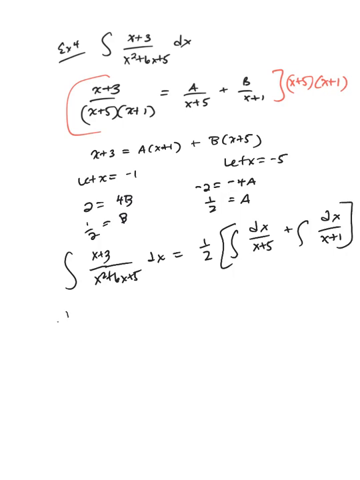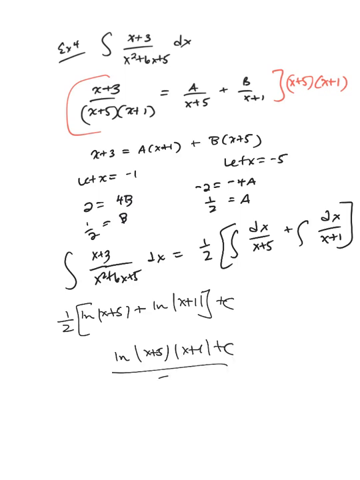So that just ends up being 1/2 ln absolute value x plus 5 plus ln absolute value x plus 1 plus c, and we could just write this as a product. Ln absolute value x plus 5 times absolute value x plus 1 plus c, all divided by 2, right? And I can just leave this plus c factored outside. It's easier that way.